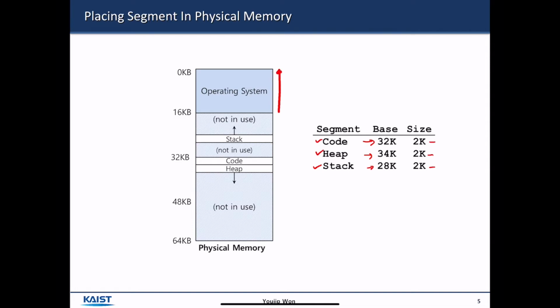From 0 to 16 kilobytes, the operating system was loaded, and from 16 to 64, the entire memory region was freely available, and the operating system has placed these 3 segments in different address regions. Remember that in the code segment, the size does not change. The heap segment grows downward, and the stack segment grows upward. So when the operating system allocates these 3 segments, it has to pay attention to where it places them.